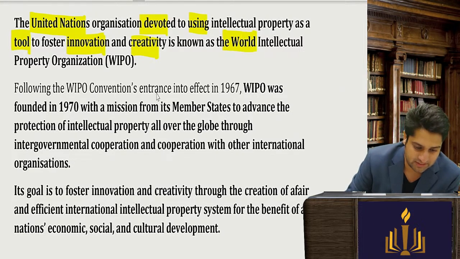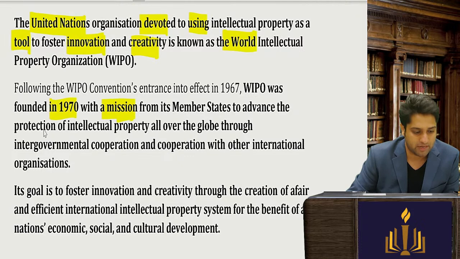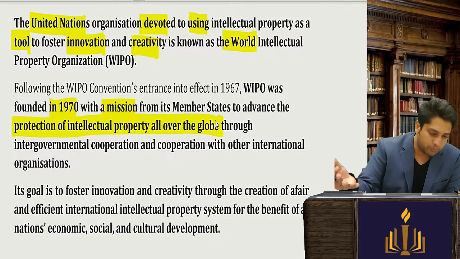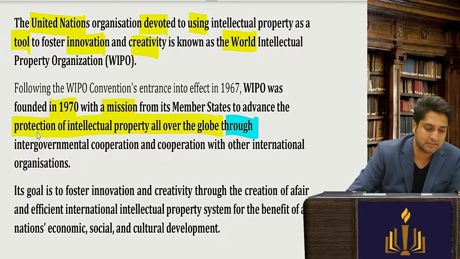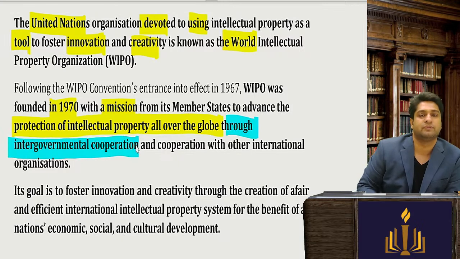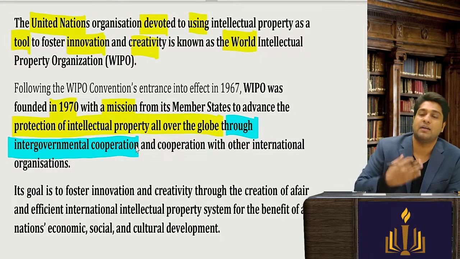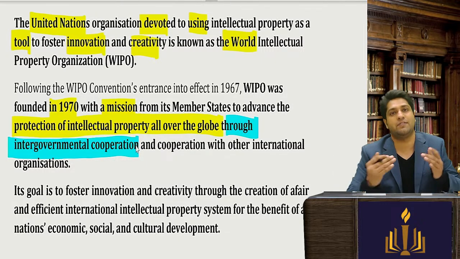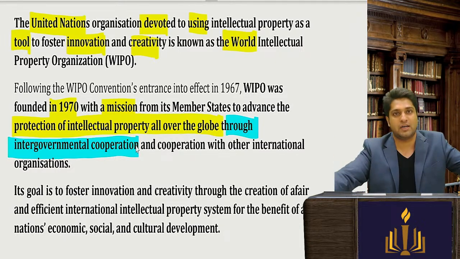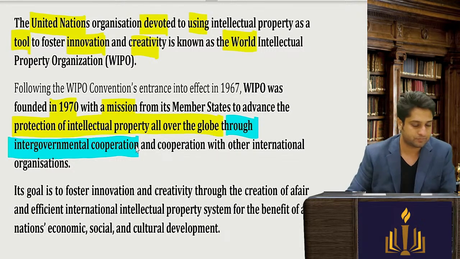Following the WIPO convention entrance in 1967, WIPO was founded in 1970 with a mission for its members to advance intellectual property throughout the globe. Now, how would they do that? Obviously, this cannot happen unless there is intergovernmental cooperation. Imagine I have developed a particular technology, but Dubai is not giving me protection. Then you cannot get worldwide protection, right? So countries have to say, listen, if there is any creator in your country and he is the original creator, we will protect him in our country as well.